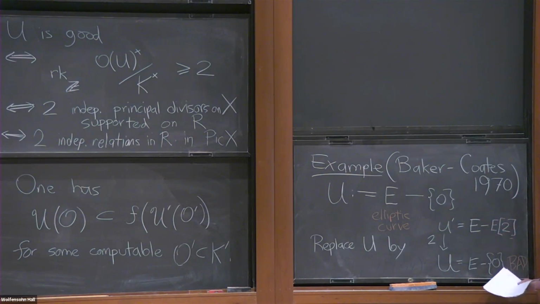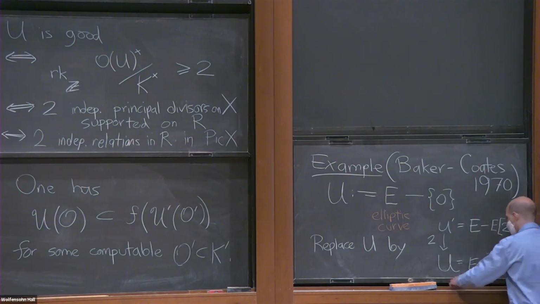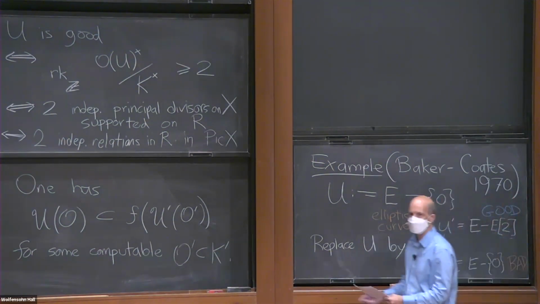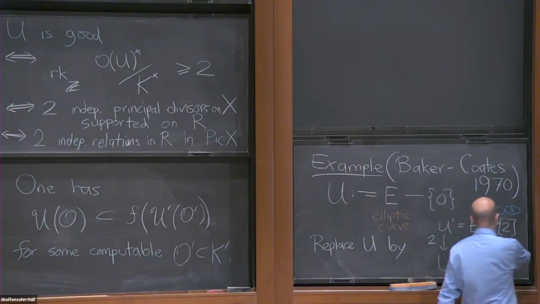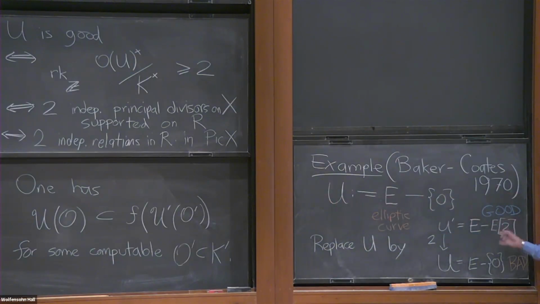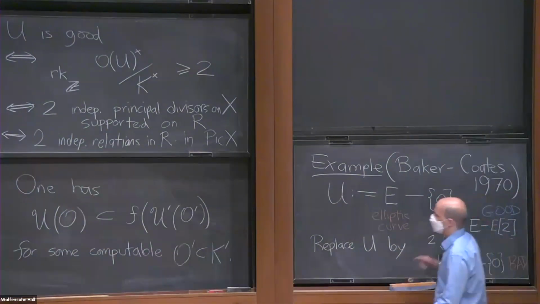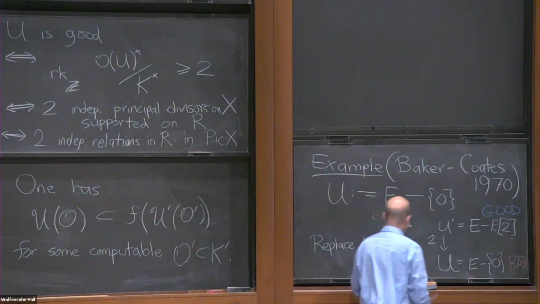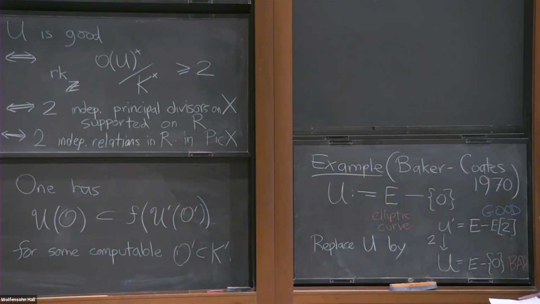So now you have E punctured at 4 points, and this is going to be good because these 4 points have some obvious relations, like 2 times any one of those points is linearly equivalent to 2 times any other point. That gives you enough independent relations to apply the theorem. So this is how Baker and Coates gave an algorithm to compute the integral points on any elliptic curve, by passing to this cover and applying the method there.